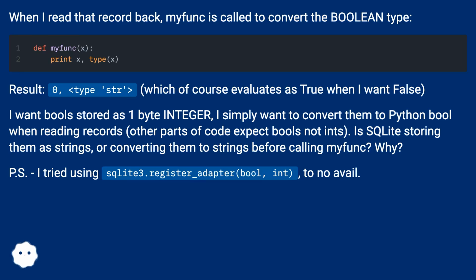Is SQLite storing them as strings or converting them to strings before calling my func? Why? P.S. I tried using sqlite3.register_adapter(bool, int) to no avail.